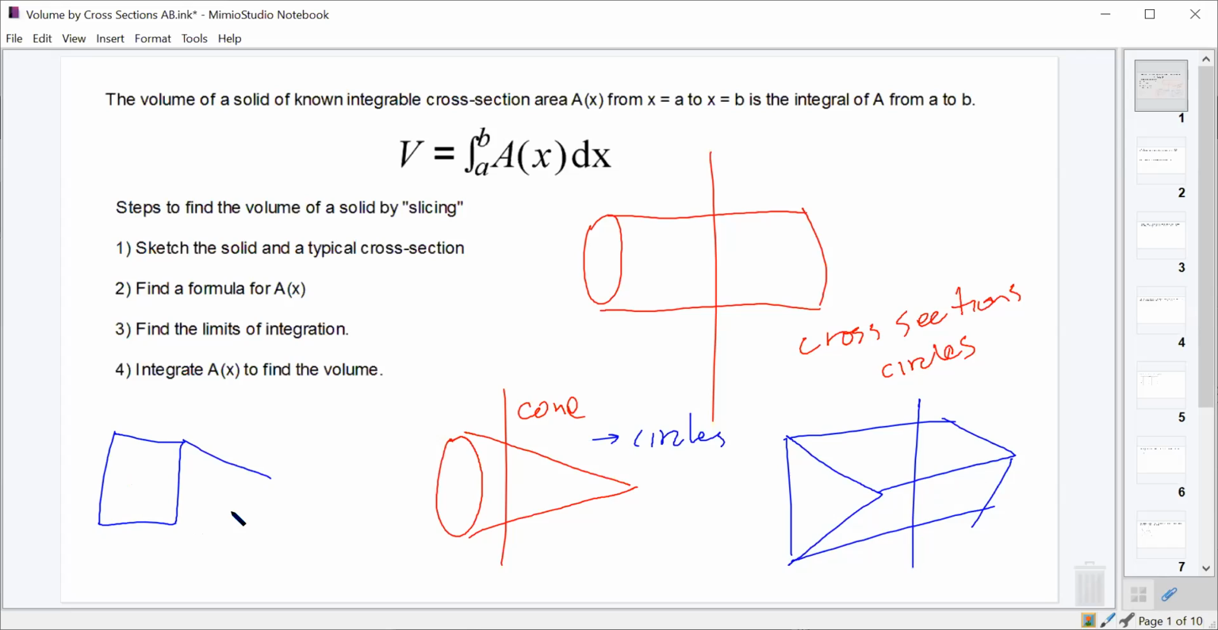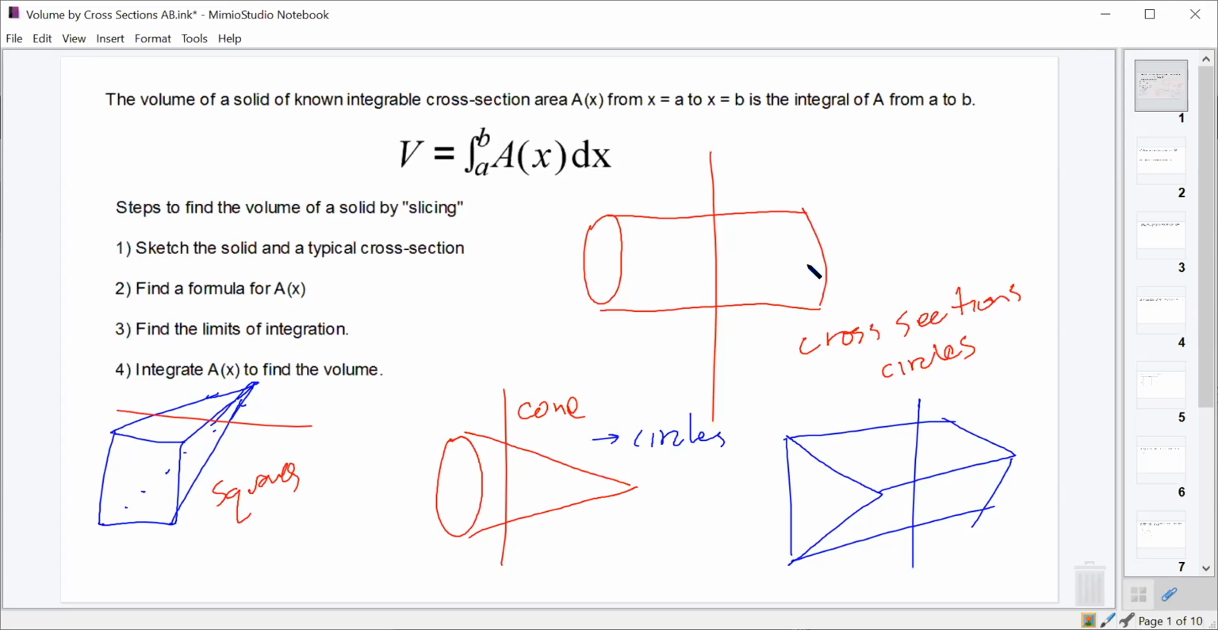Suppose I had that. How about, suppose I had some sort of square pyramid, right? Suppose I were to slice it perpendicular to the base of it. What would I get? Should get squares, right? These are what we call integrable cross sections.